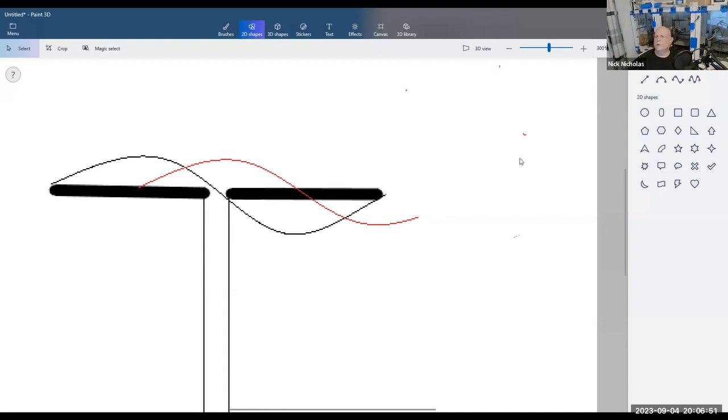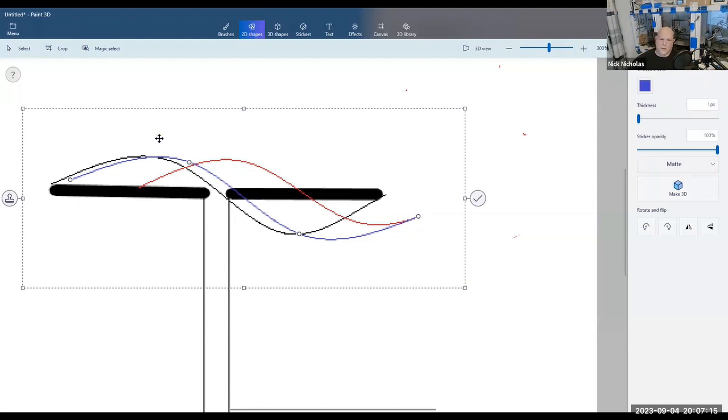What happens when that occurs, and we're going to cover this in the future, is that this wave is going to generate a wave back. And that wave back is going to wipe out any wave forward.